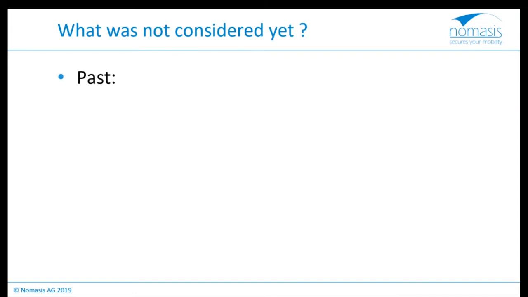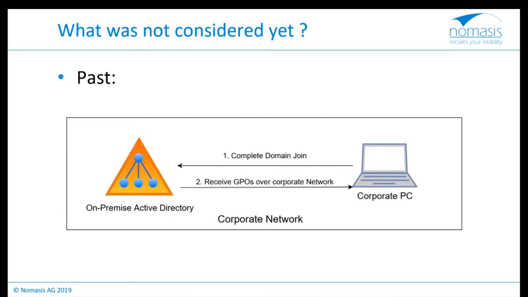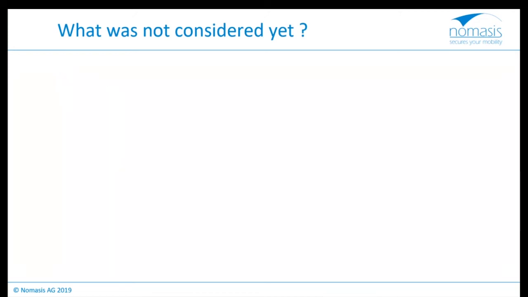In the past, we had our corporate PC waiting on the employee's desk, already plugged in and connected to the corporate network. On the other hand, we had our on-premise Active Directory. The PC joined the domain and received the GPOs, etc., over the corporate network. Honestly, this is on an abstract level, but I think you get the idea. It was basically a pretty simple setup. So how about the present?